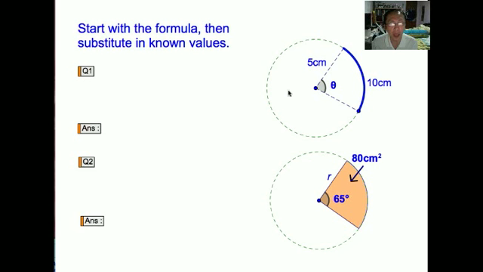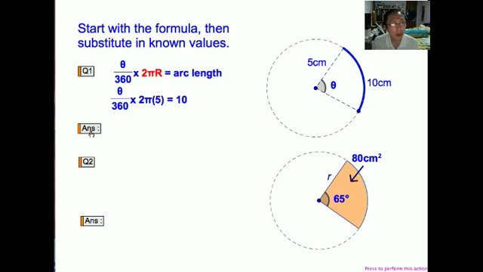In this example, we want to find the angle given the arc length and the radius. Since we are given the arc, we begin with the formula for the arc, which is angle over 360 times 2 pi r equals the arc length. Next, we substitute in the values given to us. Radius is 5 and the arc length is 10. Simplifying this using the calculator, we get theta is 114.6 degrees. So remember to start with the formula, then substitute in known values.